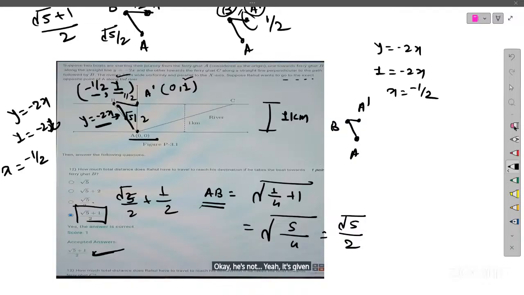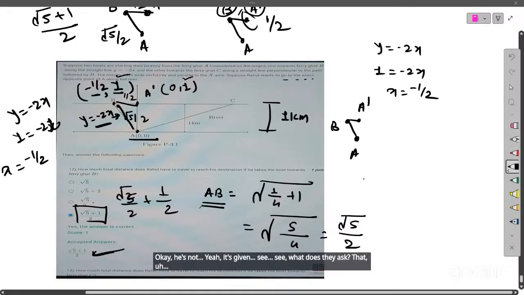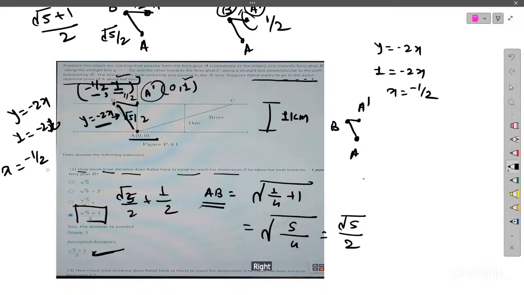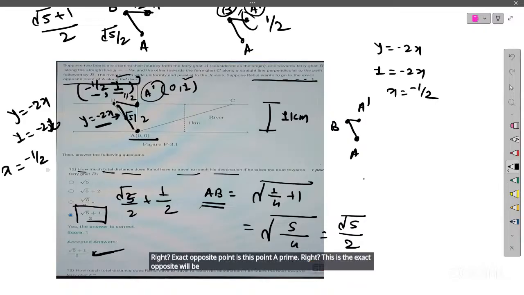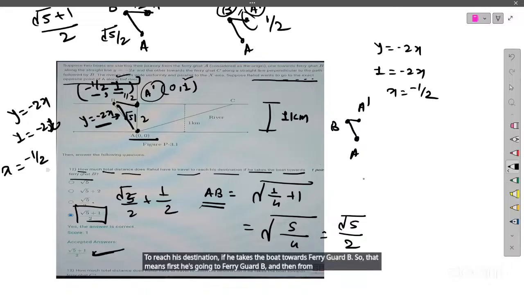See, what do they ask? Here they ask how much total distance does Rahul have to travel to reach his destination, and what is his destination? He wants to go to the exact opposite point of A along the river, right? The exact opposite point is this point A prime. This is A, the exact opposite will be A prime. So this is the destination, and the question asks how much total distance does Rahul have to travel to reach his destination if he takes the boat towards ferry ghat B. So that means first he is going to ferry ghat B, and then from B he is going to A prime.